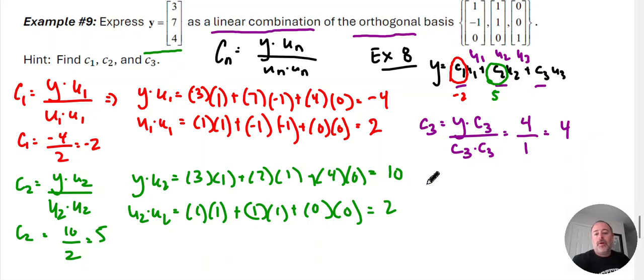Okay. So our final answer here is y is going to be equal to, all right, our c sub 1 value is going to be -2, and then u sub 1 plus 5 u sub 2, and then 4 u sub 3.